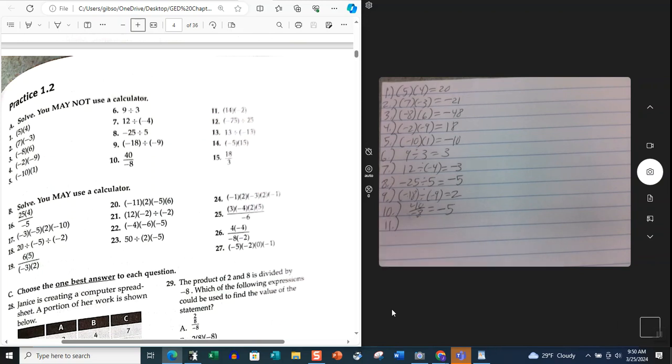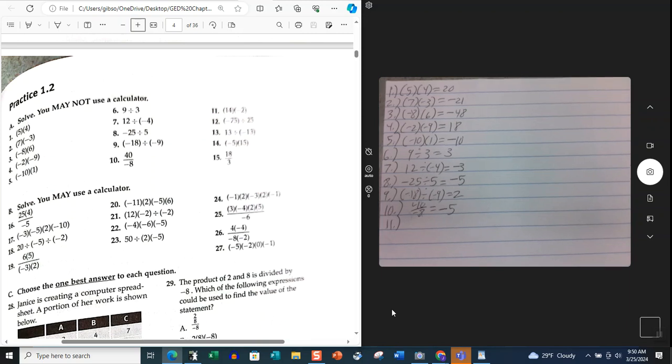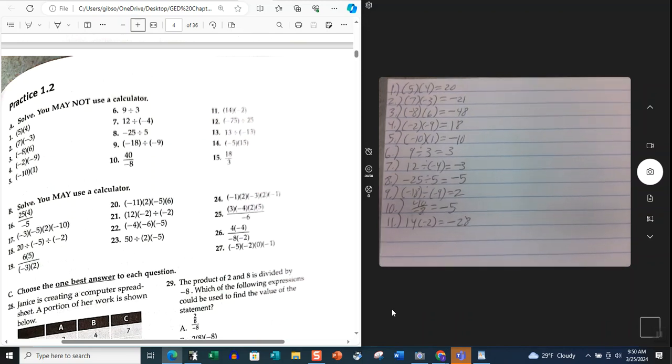Number 11, we have 14. It looks like 14 times a negative 2. We have one negative sign here. We'll bring over the negative. 14 times 2 is 28. So your final answer there is a negative 28. Problem number 12. We have negative 75 divided by 25.